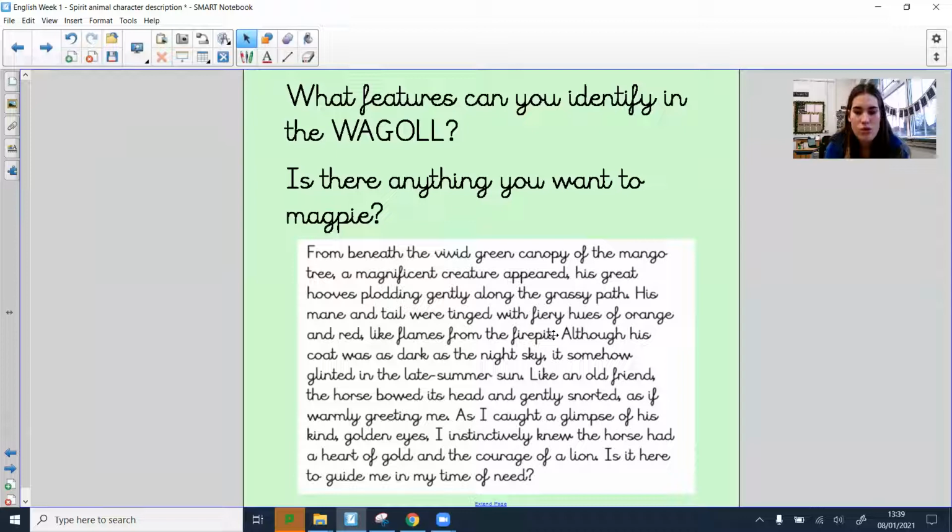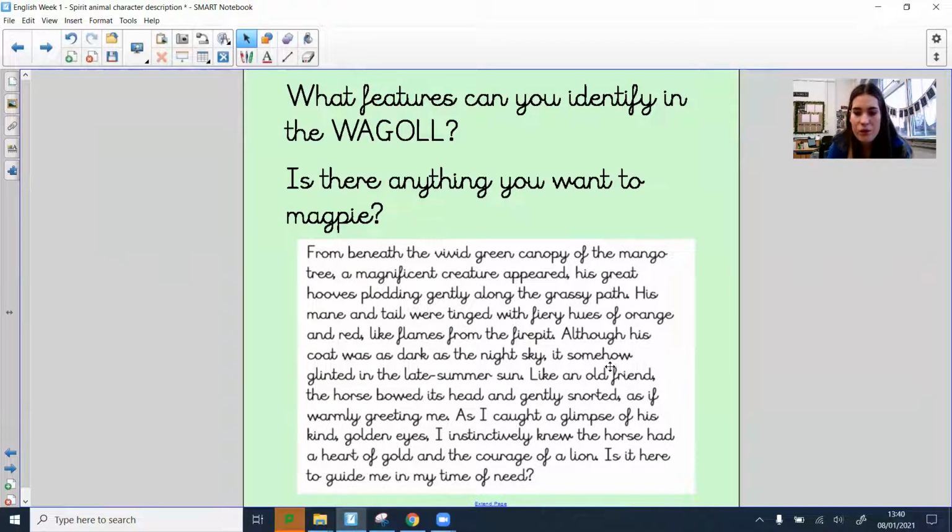Although his coat was as dark as the night sky, it somehow glinted in the late summer sun. Here, I've got a subordinating conjunction, although, which tells me this is a subordinate clause, which tells me this is a complex sentence. I've also got another simile because I've got that its coat was as dark as the night sky.